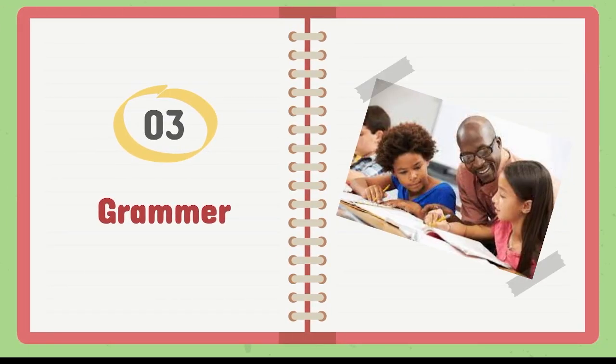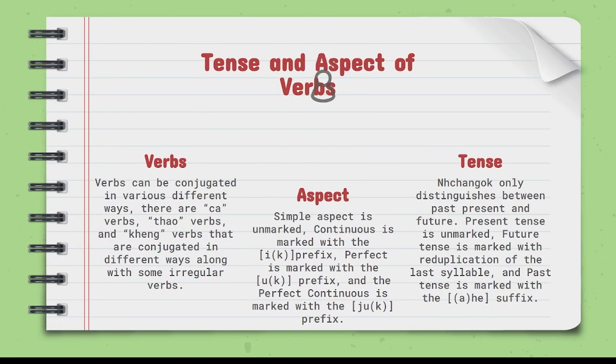Now we move on to the grammar. There's a lot to do with verbs here. Look at all these fun markers we have coming down. Okay, so verbs can be conjugated in various different ways. There are ta verbs, tau verbs, and heng verbs that are conjugated in different ways, along with some but few irregular verbs, as I stopped wanting to make conjugations for them.